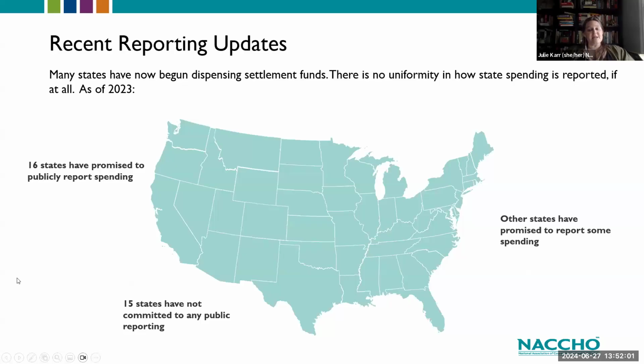So many states have now started dispensing their settlement funds. There is not any uniformity in how the states are reporting this. 16 states have promised to publicly report spending.